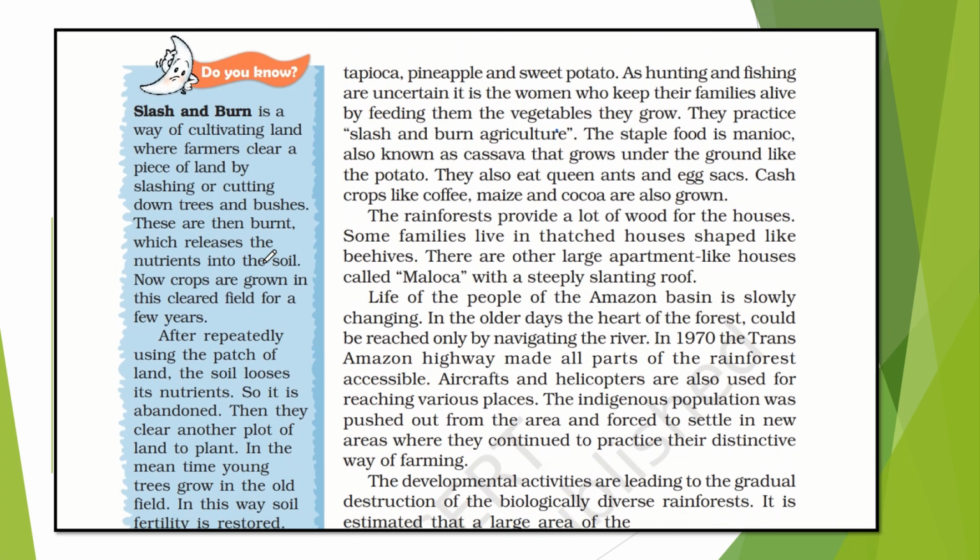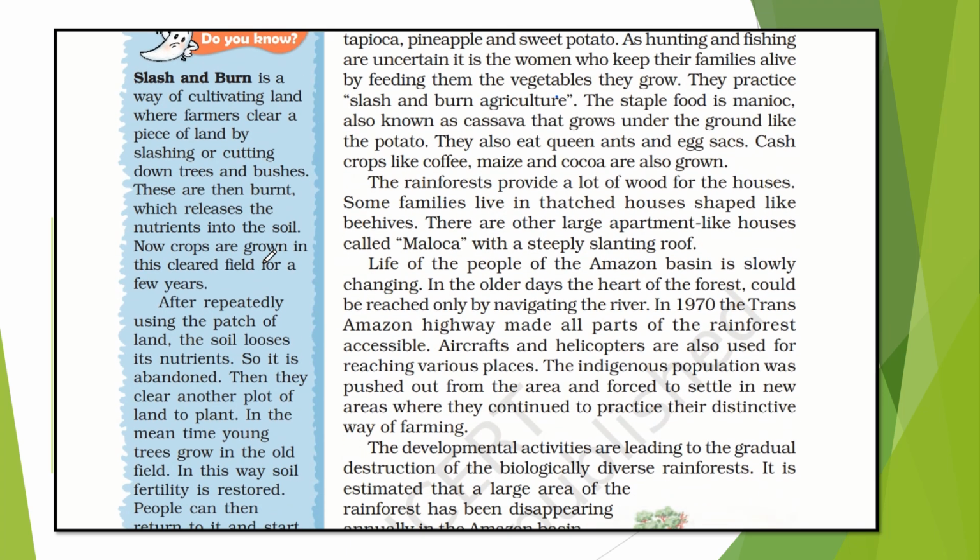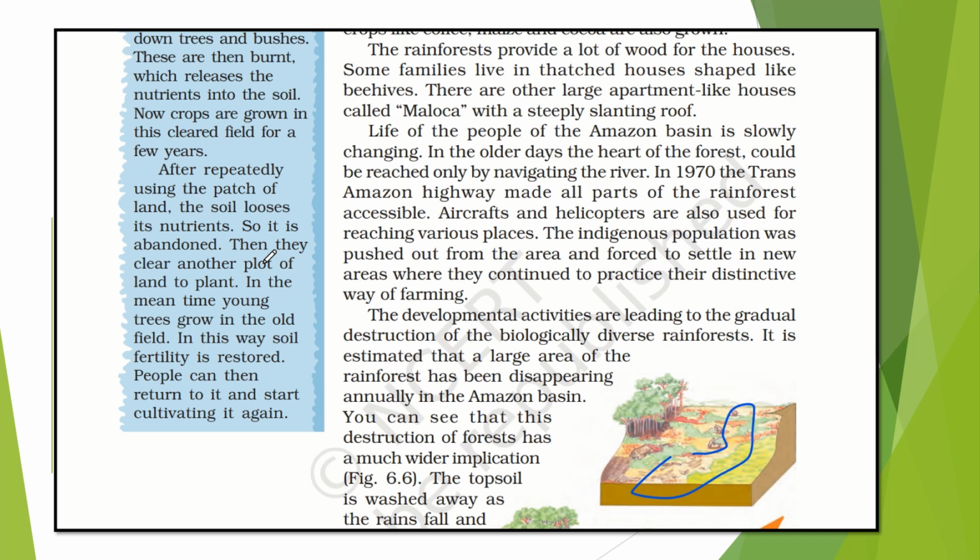Here, in this Do You Know box, it is given that slash and burn is a way of cultivating land where farmers clear a piece of land by slashing or cutting down trees and bushes. These are then burnt, which releases the nutrients into the soil. New crops are grown in this cleared field for a few years. After repeatedly using the patch of land, the soil loses its nutrients, obviously.